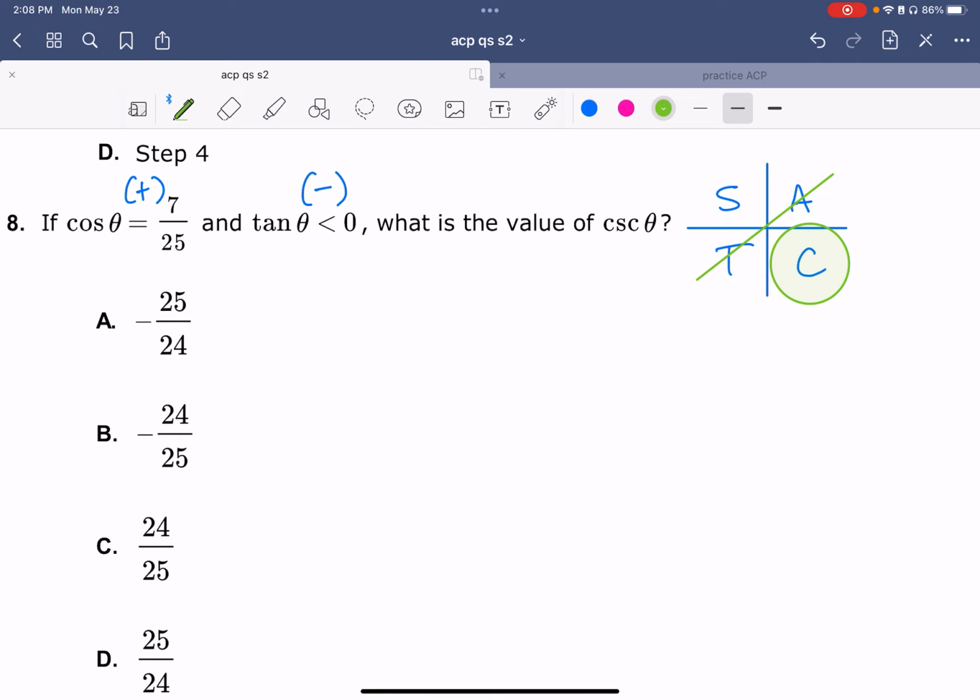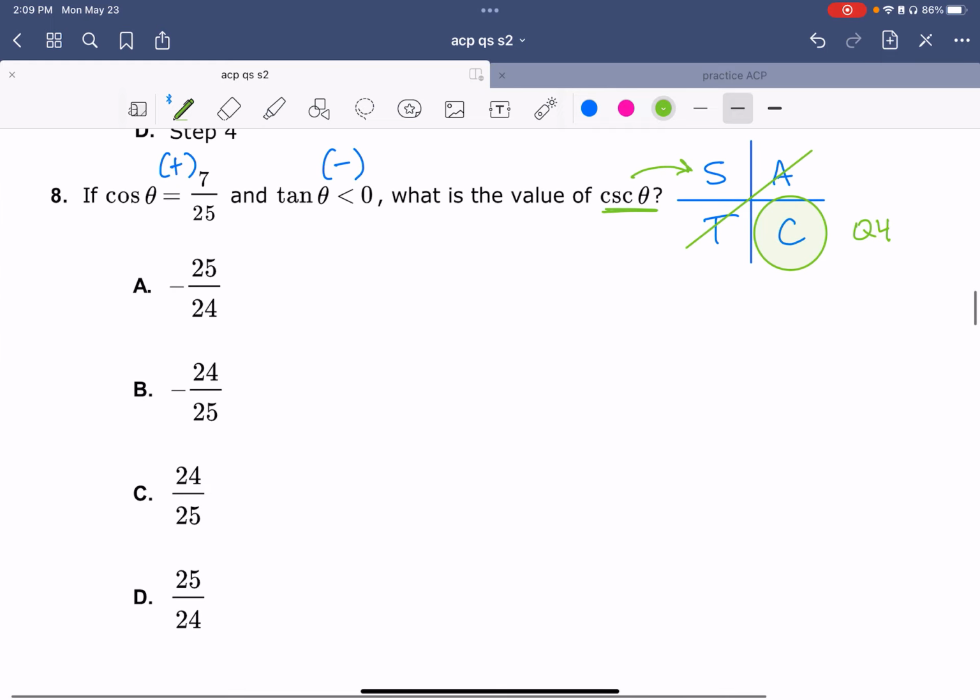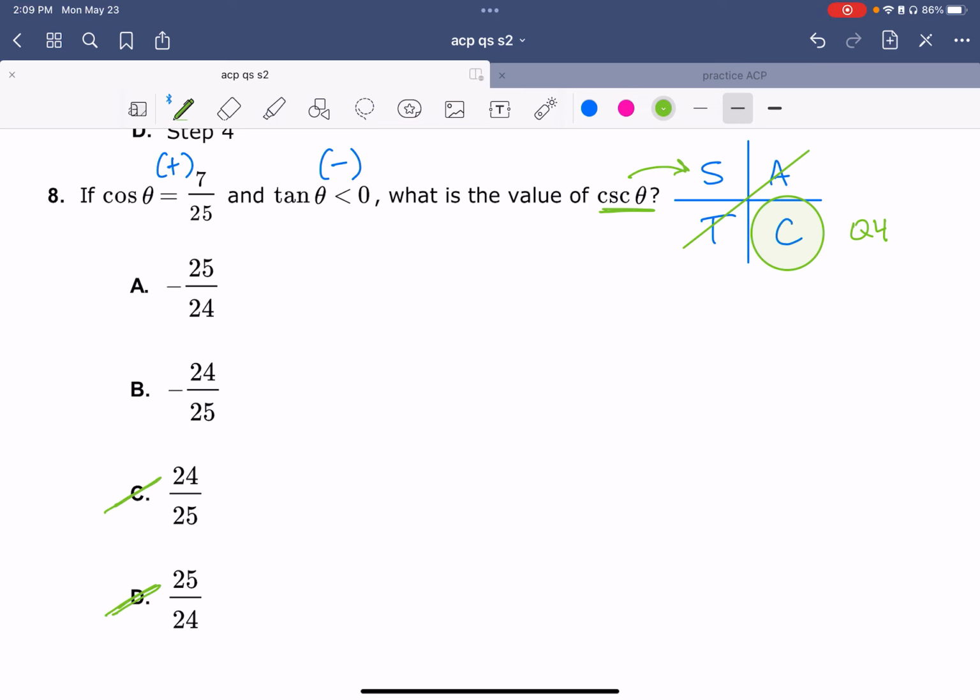In quadrant 4, cosecant is negative because cosecant is the inverse of sine. Cosecant is only positive in quadrant 2 and it is negative in quadrant 4. So for that reason, our final answer will be negative. Even if you don't get further than this, you can eliminate C and D because we know it has to be negative.